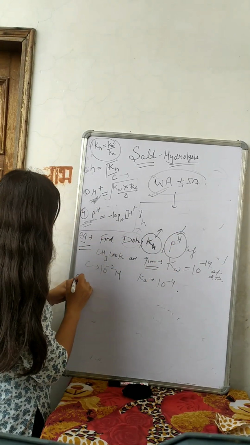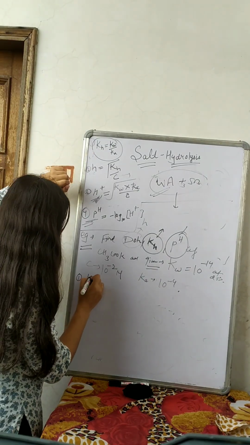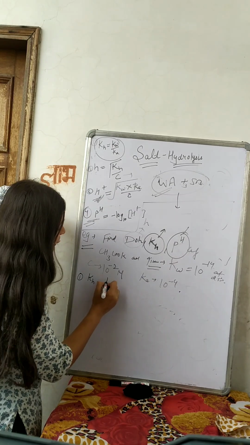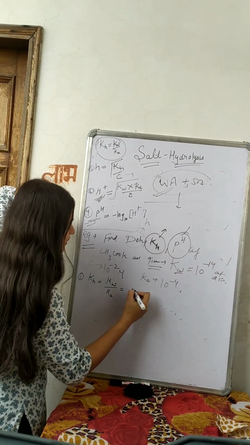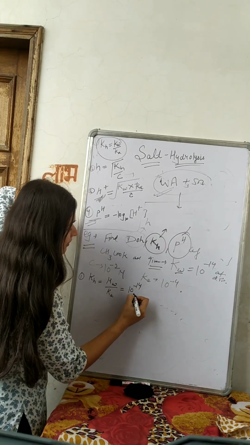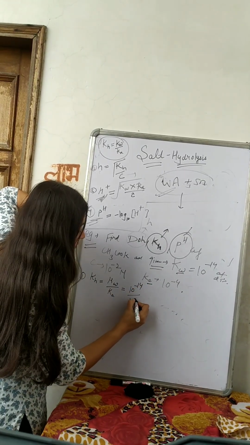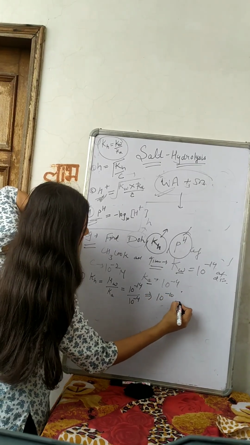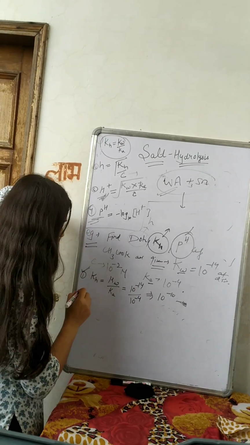So first we have to calculate the KH. So what is the formula of KH? KH is equal to KW by Ka. So the value of KW is 10 power minus 14, and what is the value of Ka? That is 10 power minus 4. So that is equal to 10 power minus 10. Okay. So the first part we solved.